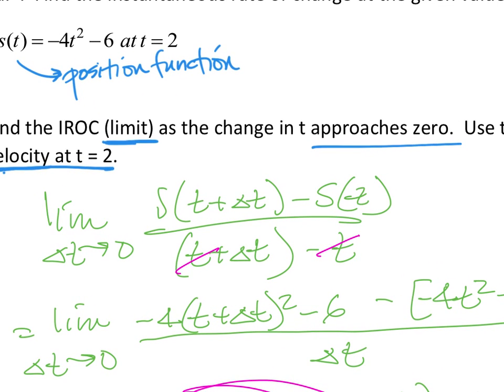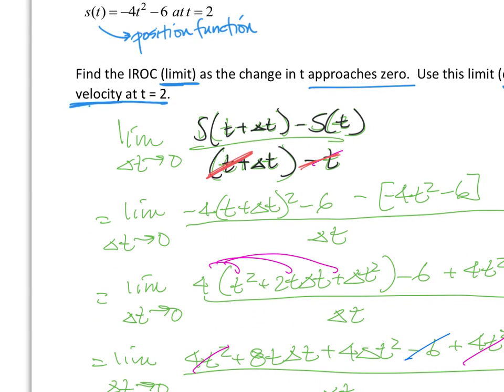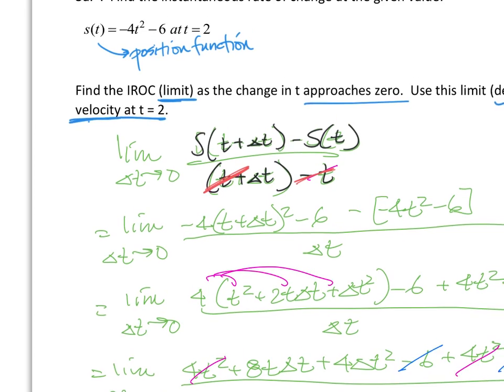Here we go. The initial definition is we have the position function at that change in t minus the position function at t, and then we have it over delta t plus delta t minus t. And of course, if you notice, that t and that minus t go to 0. So we can go ahead and simplify that right away.